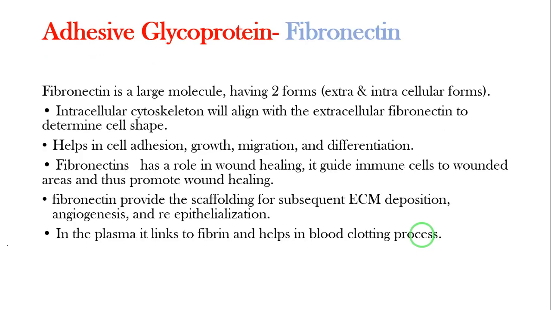The first glycoprotein is the fibronectin. Fibronectin is a large molecule, and it acts as a scaffold or template for the deposition of the extracellular matrix components. It is important in blood clotting as it's linked to fibrin and helps in the process of clotting. Also, it's important in wound healing as it guides the cells to the wounded area. So fibronectin is important in blood clotting, in wound healing, in cell growth, adhesion, and migration, and also for angiogenesis.